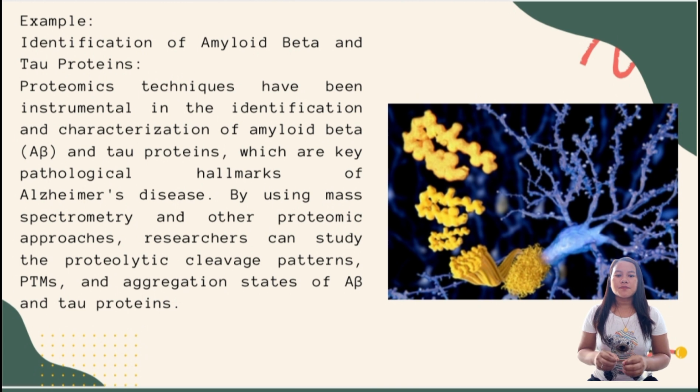By using mass spectrometry and other proteomic approaches, researchers can study the proteolytic cleavage patterns, PTMs, and aggregation states of amyloid beta and tau proteins. These findings contribute to a better understanding of the disease and the development of biomarkers related to amyloid beta and tau pathology.